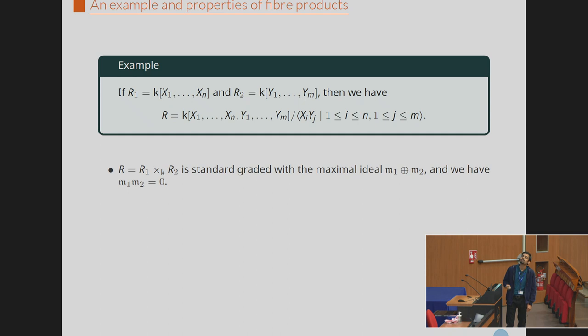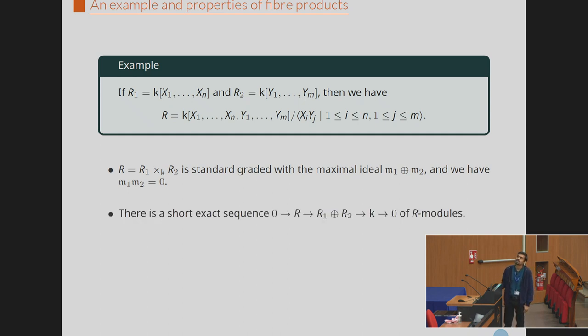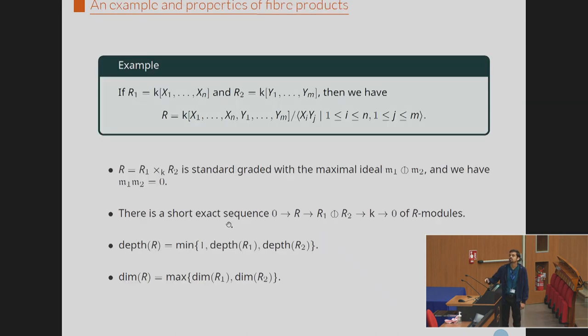If R1 and R2 are standard graded with maximal ideals M1 and M2, then M1 direct sum M2 is the maximal ideal of the fiber product, and we have M1 times M2 equal to 0. We have the short exact sequence of R-modules. And from this it follows that the depth of the fiber product is the minimum of 1, depth of R1 and depth of R2. So we can see that the depth of R can take only two values, either 0 or 1, whereas the dimension is the maximum of those of R1 and R2. So if one of R1 or R2 has dimension at least 2, then these fiber products are not Cohen-Macaulay.